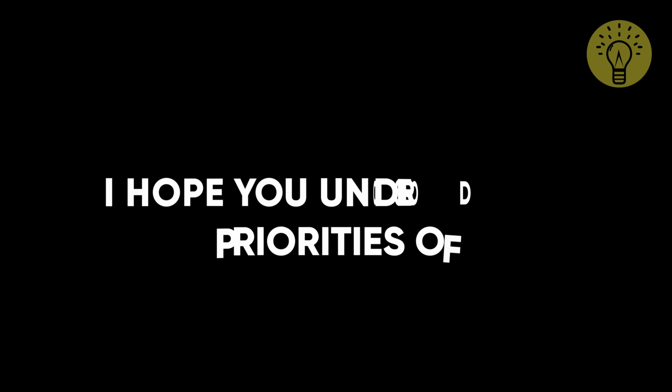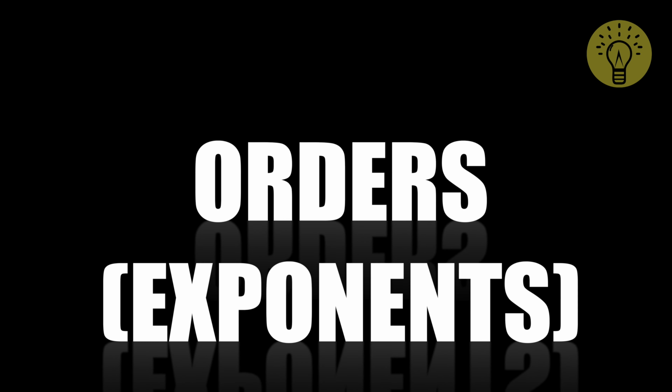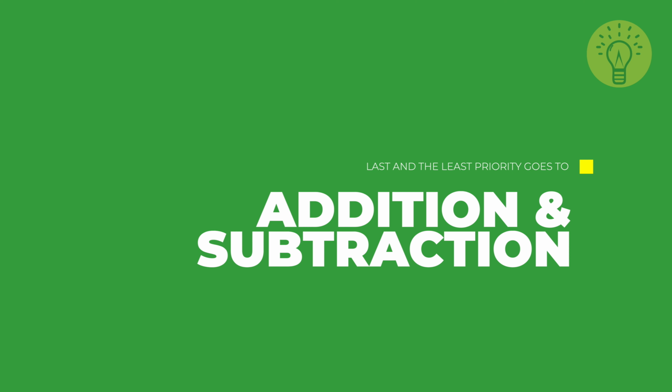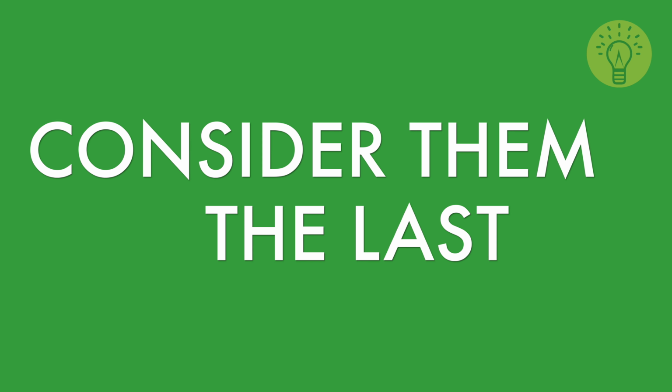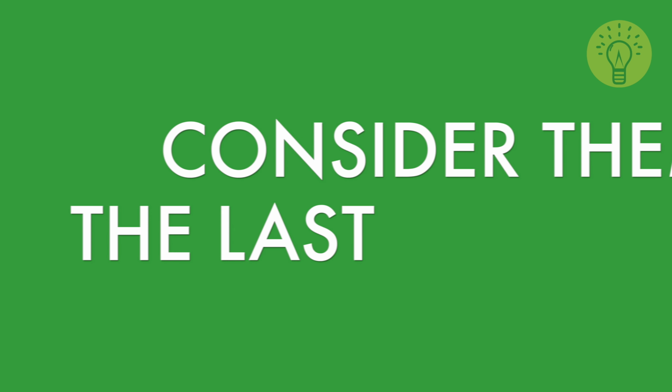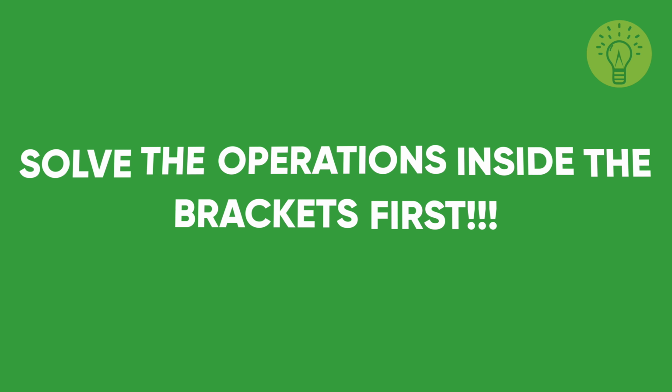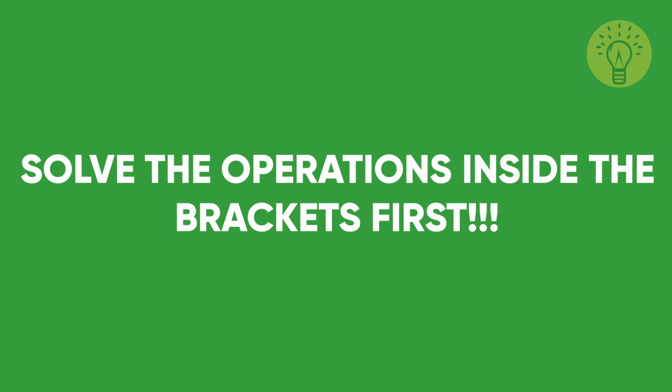Now that you understood the order of operations for brackets, orders, division and multiplication, the only things that remain are addition and subtraction. And yes, they are the least ranked operations inside the order of operations. So whenever addition and subtraction come inside a series of operations, you have to consider them last. And remember to take the operations inside a bracket first, because brackets come first. So I hope you understood the concept of BODMAS.